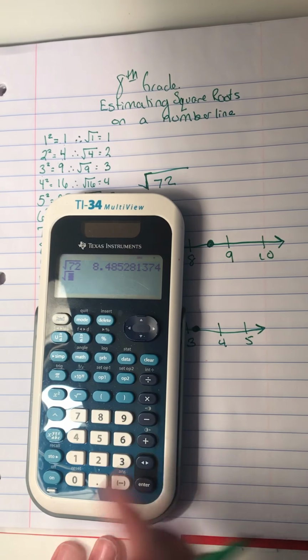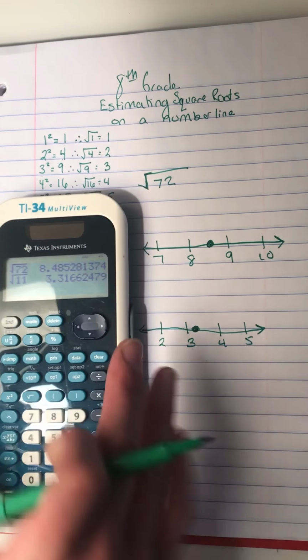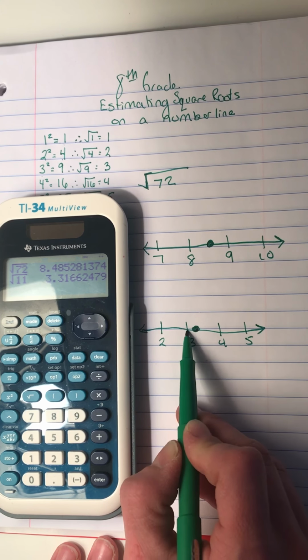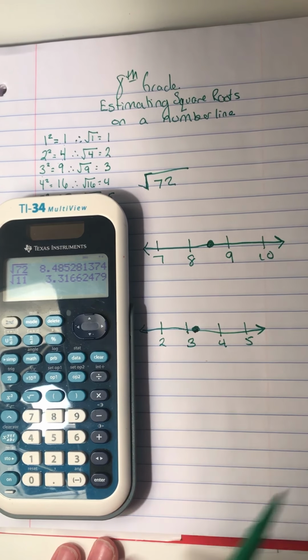So let's see now. The square root of 11, to use my calculator, is 3.3166247. So it's in between 3 and 4 and closer to 3 than it is to 4.